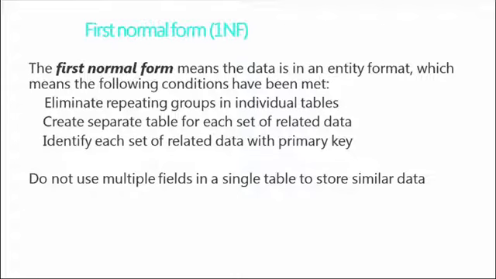Create a separate table for each set of related data. We talked about that with our CDs, how instead of having them stored in Excel, we're going to create a table for our artists and maybe for the genres and for the different types of tables. And then we need to tie those together, and we're going to identify each set of data within the table. We're going to tie that using what's called a primary key, and we're going to introduce that as well. We're not going to use multiple fields in a single table to store similar data. That's pretty much what a spreadsheet does for us.